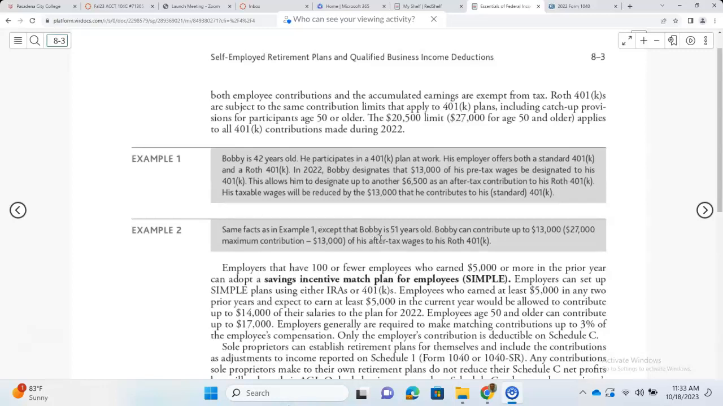Same facts as in example 1, except Bobby is 51. So Bobby is older than 50, right? 50 and older. So he can put $13,000 in the regular 401k, and he can put 27,000 minus 13,000, what is that? 14,000. He can put up to 14,000 in the Roth 401k with after-tax money.